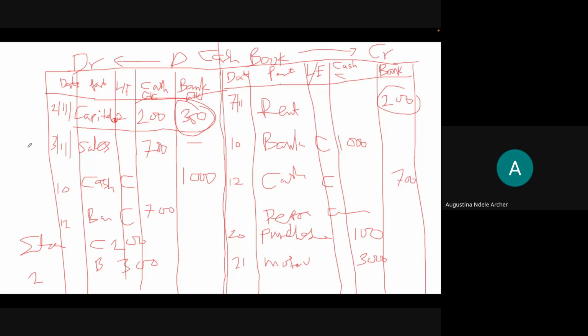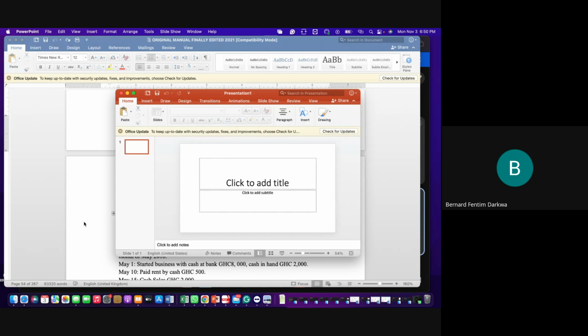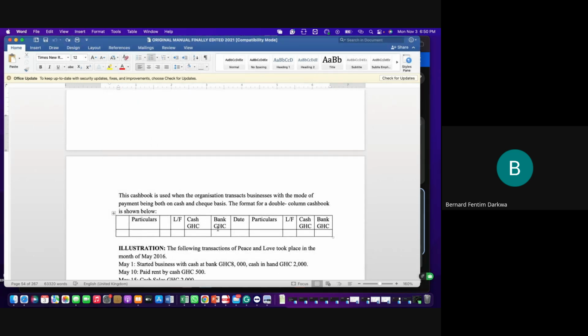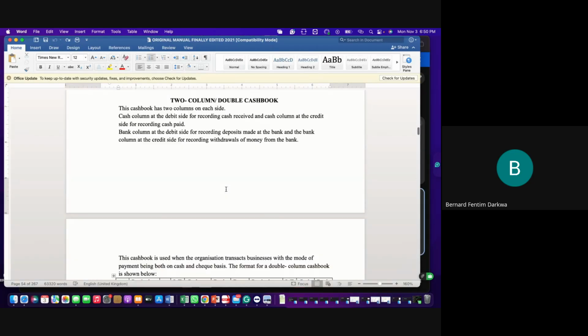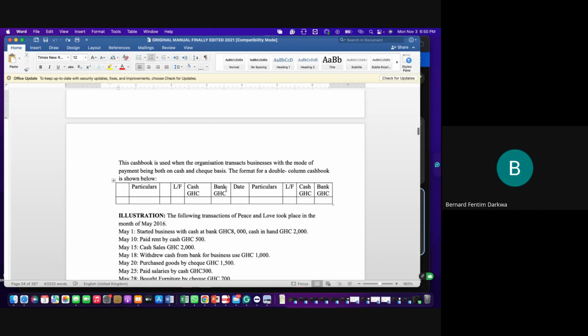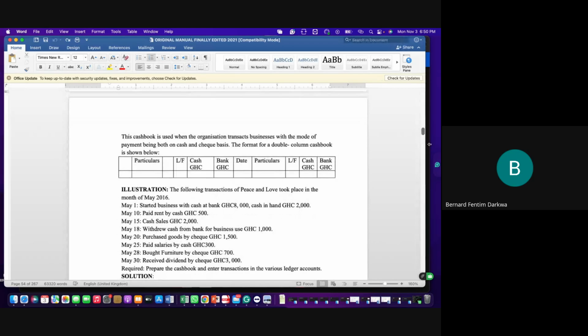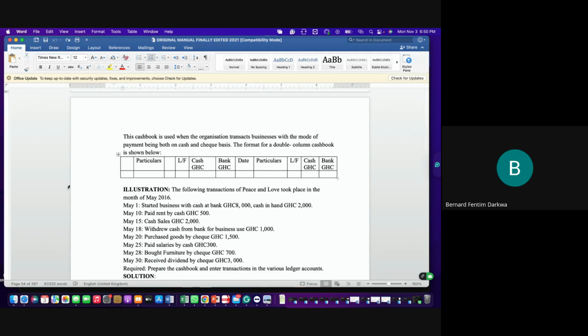Okay. So now with this, let's go back to the whole thing. Let me clean this. Let's go back to the real thing. So now with this understanding, let's come here. All that I am saying is what is in the slide. So this is the cash book, the two-column cash book. You can see the Word document on the screen.